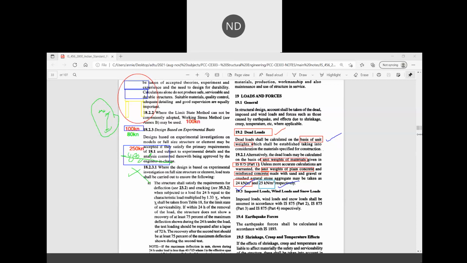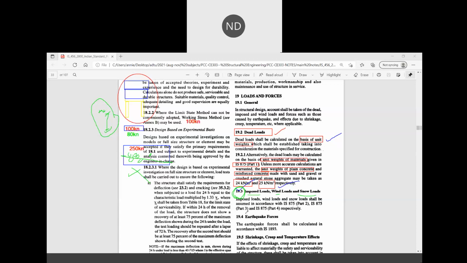Yeah. Okay. So that's why this is important. Stick this in your mind, it will be used everywhere. After that, the next clause is clause number 9.3. What does clause number 9.3 specify? It talks about imposed loads, wind loads, snow loads. It's nothing but kind of light loads. But there are many conditions for this too.